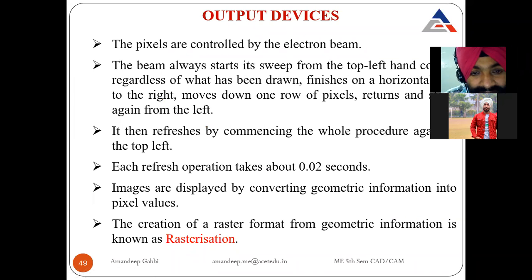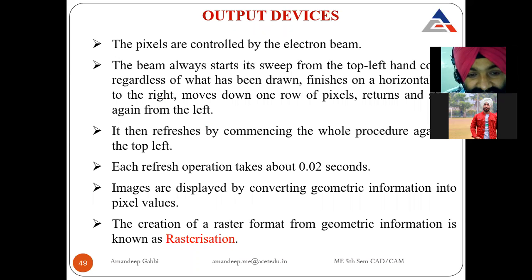Pixels are controlled by an electron beam. Again, the CRT tube is there. It generates electrons, then accelerates them, then they are focused and deflected at a particular point to illuminate the point where the image has to be generated. So electrons are emitted and strike the phosphor coated screen.